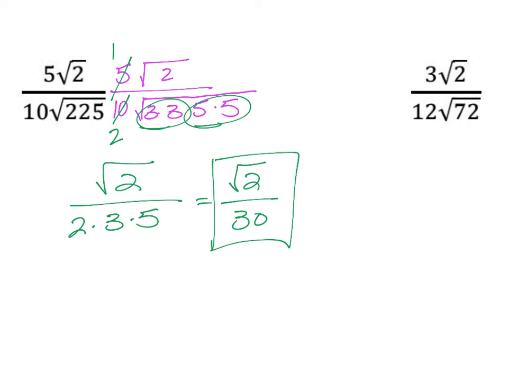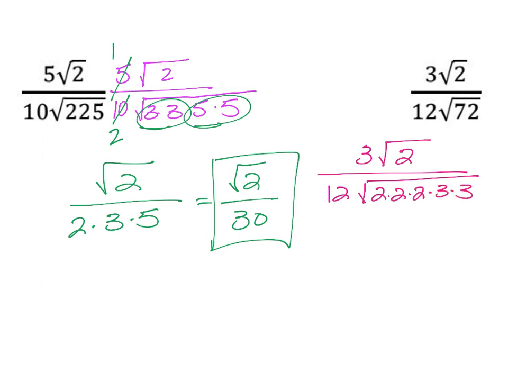Okay? All right, let's move along. So I'm going to go ahead and stretch this one out. So I have 3 times the square root of 2. Then in the denominator, I have 12 times, and when I break down 72, that's 2 times 2 times 2 times 3 times 3. Now, I do have some simplifying that I can do. So I have the fraction on the outside. I can divide by 3, so this becomes a 1, this becomes a 4. I have a pair of 2's. I have 2's here and a 2 here that I can cancel.